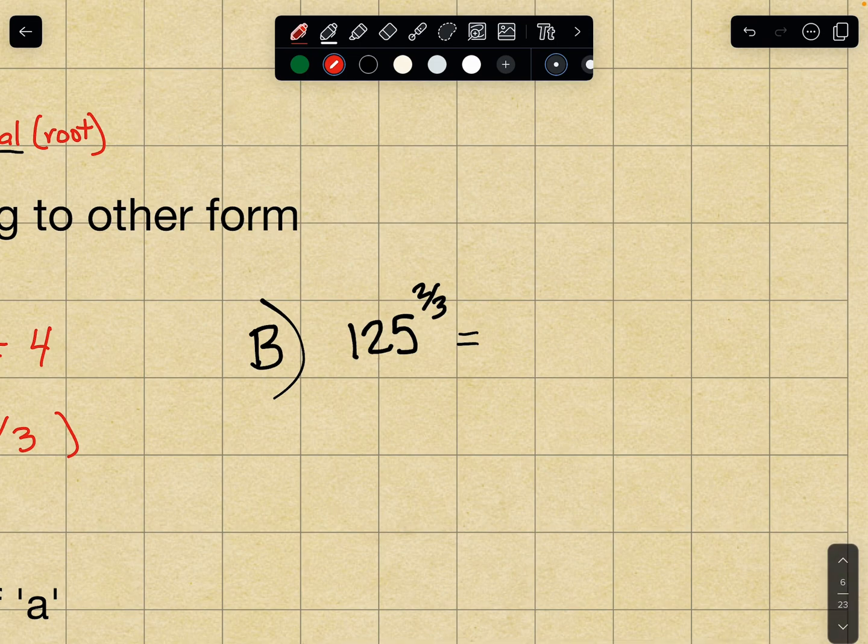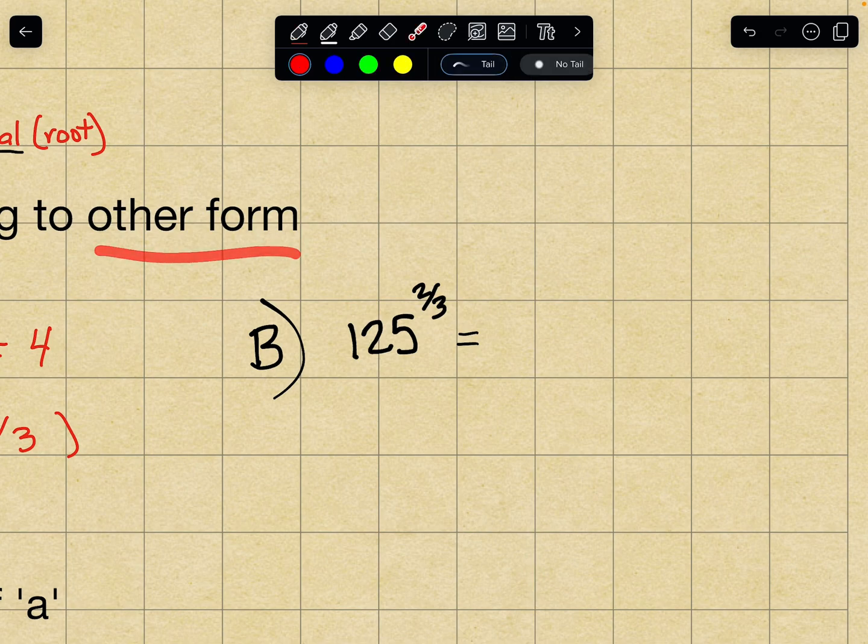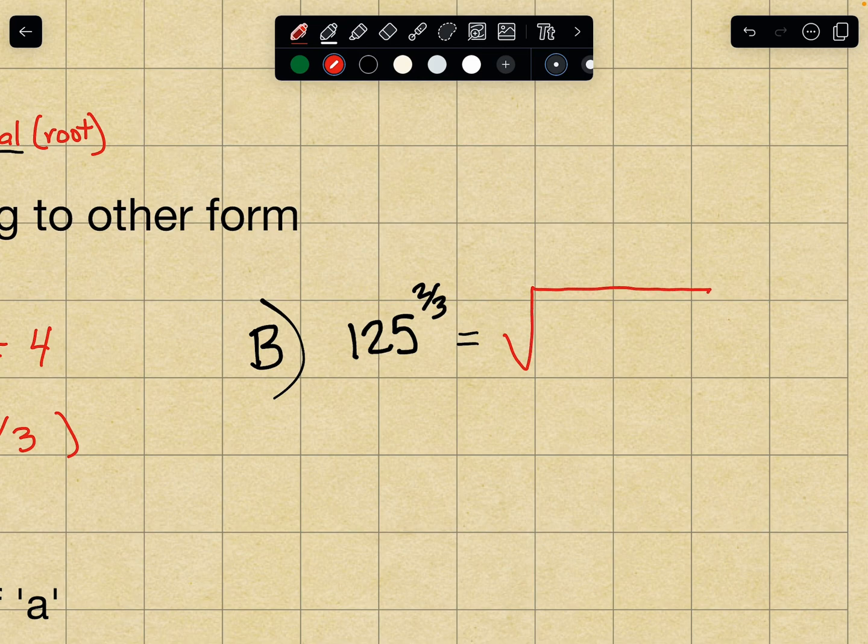Problem 2. This one now, you'll notice, is written in exponential form. We need to write it in the other format. What's the other format? Radical format. So I'm going to write it as a radical. So we start with a radical. The big number goes inside, the base. And then what I want to do is put a number here and a number here. This is the index, and then this is the power. So again, the power is up top, the index is on the bottom. So the 3 goes here and the 2 goes here.